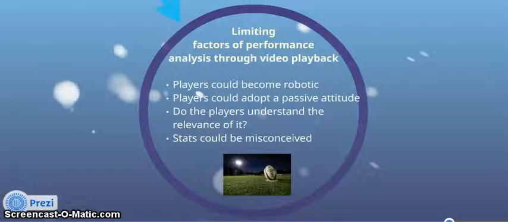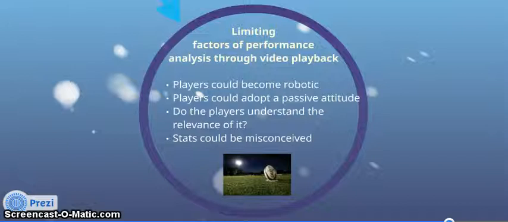Although modern technology and analysis systems can provide the coach and team with a great amount of feedback on their performance, there are also just a few limitations. Players could become robotic. Players could adopt a passive attitude, so when using video feedback, players can become passive towards concentrating on their own performance during the session. This can provide problems when looking through the video feedback, due to the possible time delay between when the session was completed and the feedback the performer receives. In this instance, the player may not necessarily be able to remember how they were completing the skill and therefore may not be able to use the feedback fully.